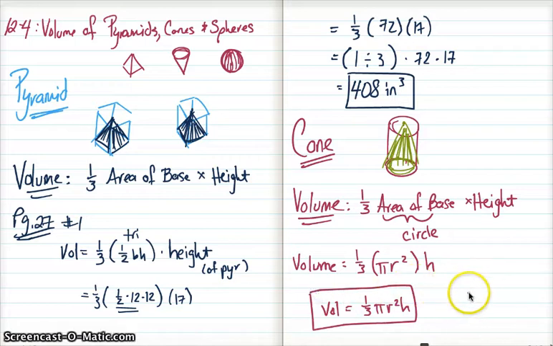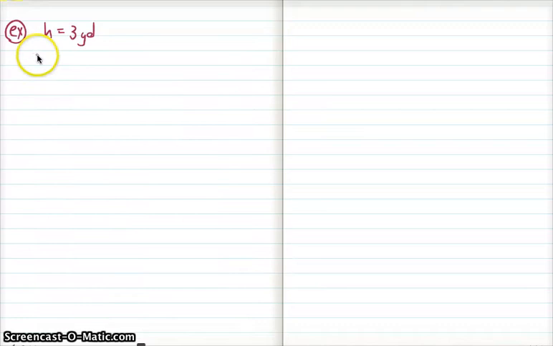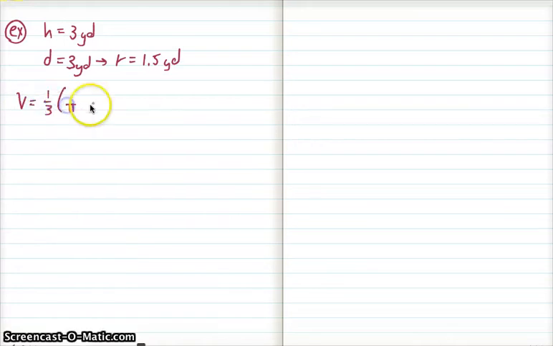Let's go ahead and take a look at number 2 on page 27 and figure that one out together. Just a very basic example of applying the formula and figuring out the volume of the cone. So in this case we have a height of the cone of 3 yards, and we have a diameter of 3 yards as well. We don't want to be working with diameter, so I'm going to cut that in half, and I'm going to say that the radius is 1.5 yards. Okay, so the volume is 1/3 pi r squared times the height.